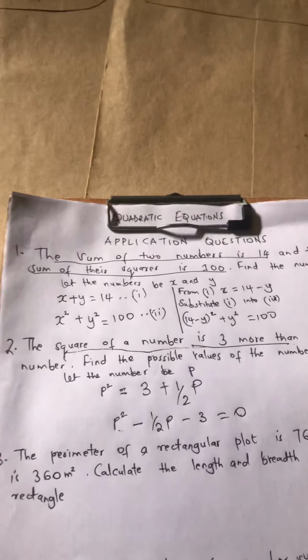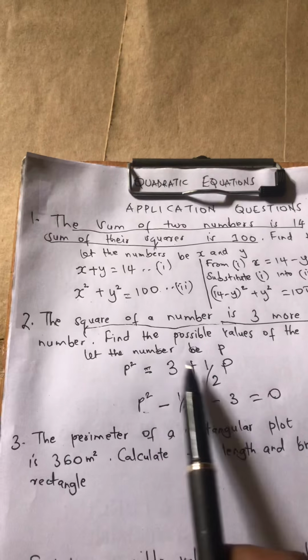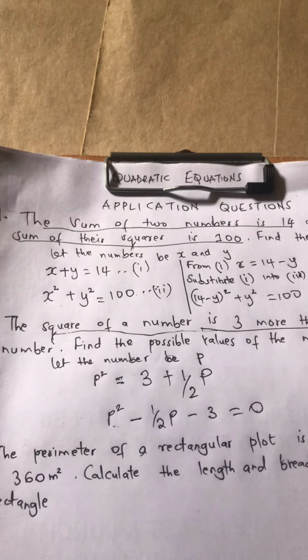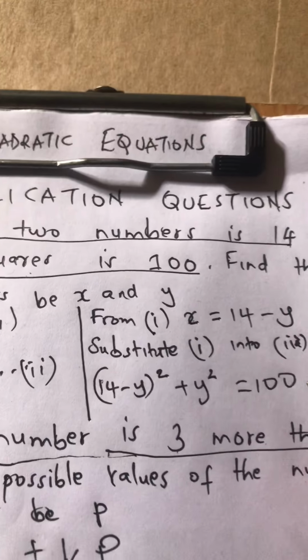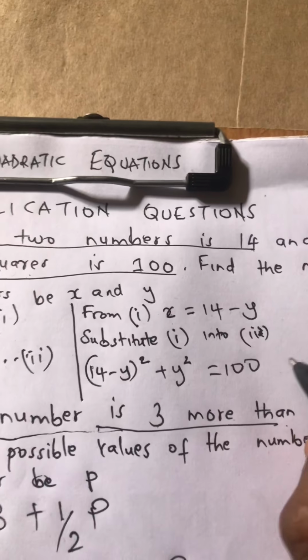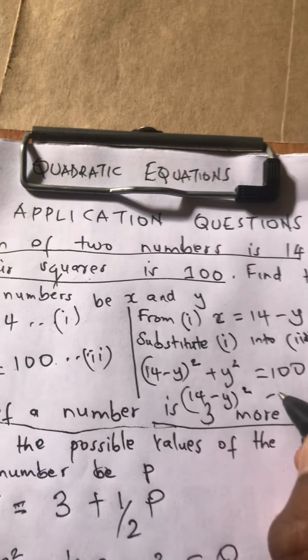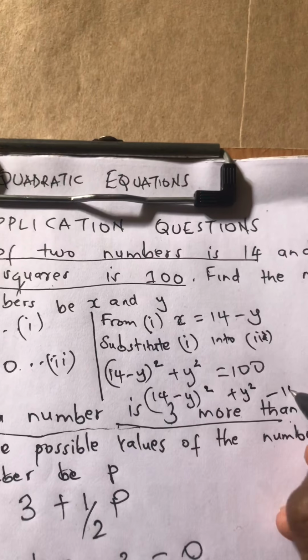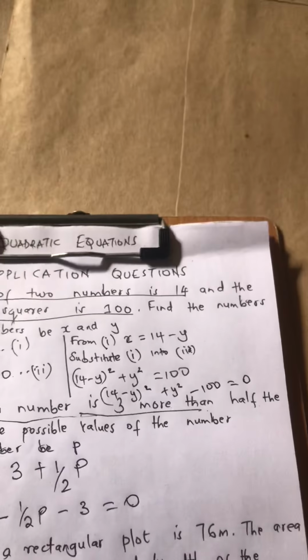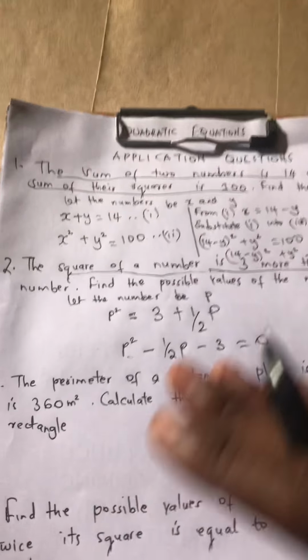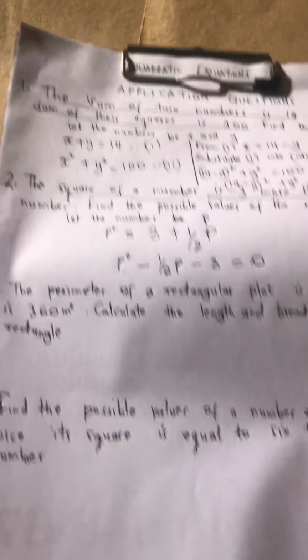Becomes a quadratic equation. Yaani unaleta hizi huku ndo uache 0. The same, hata hii swali hapa, eventually you will be required to equate to 0. So itakuwa 14 minus y square plus y square minus 100 is equals to 0. And then endelea umalizie by factorizing.